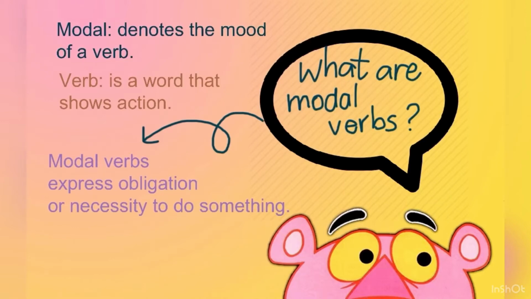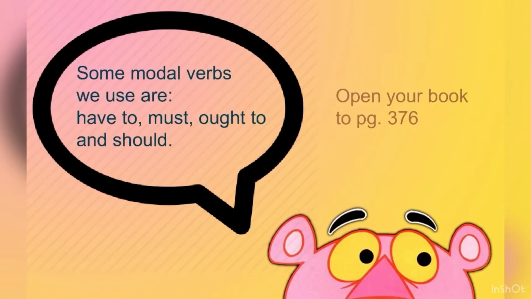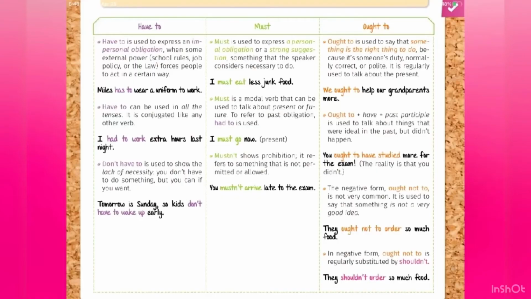So modal verbs are used to express obligation or necessity to do something. Some modal verbs that we use are have to, must, ought to, and should. There are many more, but today we're only going to focus on those 4 modal verbs. So again, please open your book to page 376 to begin our class. You have a chart there that has 3 modal verbs that we are going to learn today.